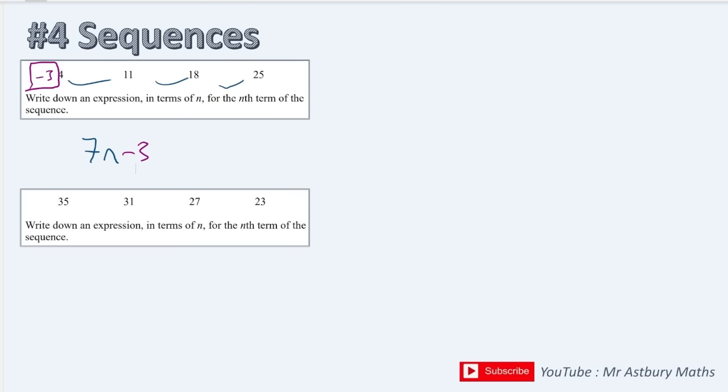Okay, let's do some more examples. In this case, the gap between them is actually going down. It's going down by 4, so we write minus 4 in each of the gaps, and therefore it's very similar to minus 4n.